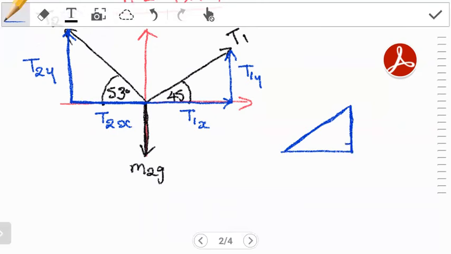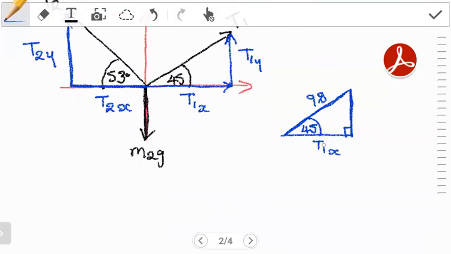So because this is a right angled triangle and the angle we're given here is 45, and then we know that this is 98, or we can say that is T1. So let's say we wanted to find T1. This is what we want to find first, T1x. So to find T1x here, we're going to use cos. These two are adjacent to each other. So here it's going to be cos the angle 45 degrees. It's equal to the adjacent, T1 in x, over the hypotenuse. The hypotenuse is 98.